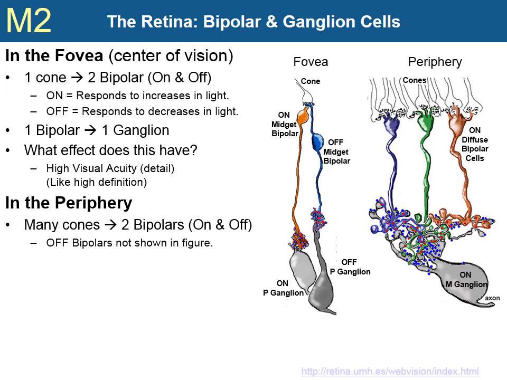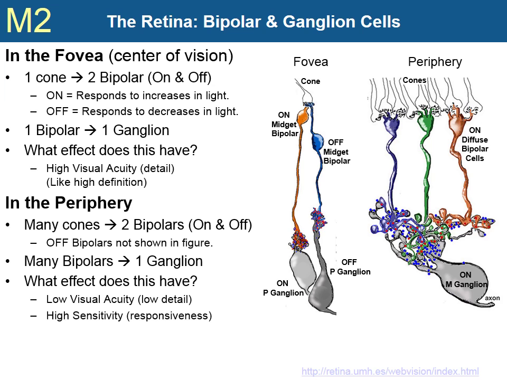In the periphery, many cones connect to just two bipolar cells, and many bipolar cells connect to just one ganglion cell. What effect does this have on the neighborhood neural network? What it means is that when the brain receives a "hi" from the peripheral on ganglion, it doesn't know which of all those 9 cones detected more light. All it knows is that more light was detected by someone in that neighborhood.